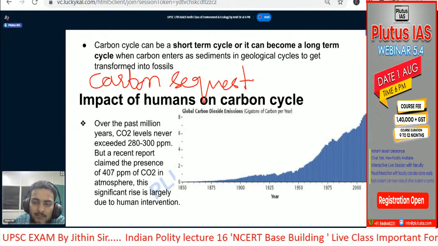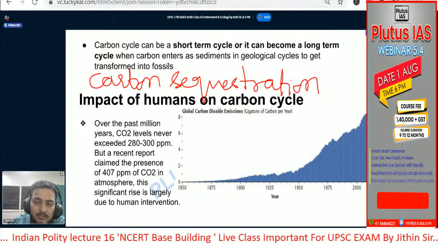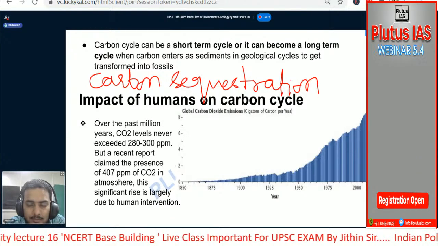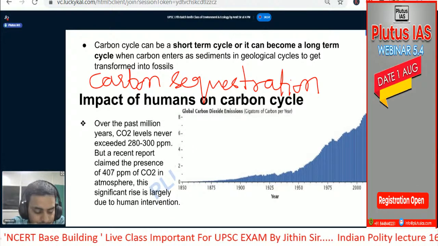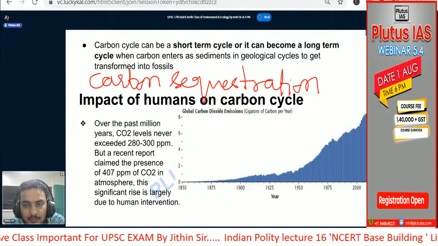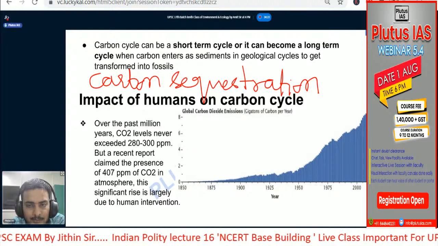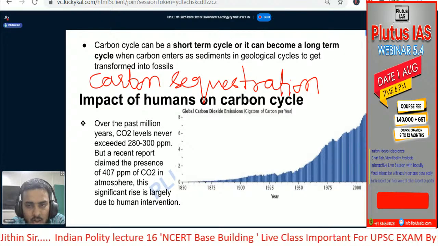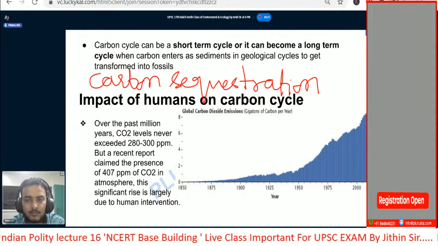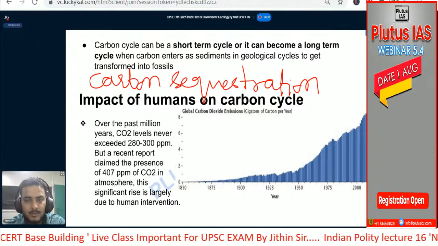So you can write the definition of carbon sequestration. The definition is very simple. It is the long-term removal of carbon from the atmosphere. Carbon sequestration is the long-term removal of carbon from the atmosphere, right?